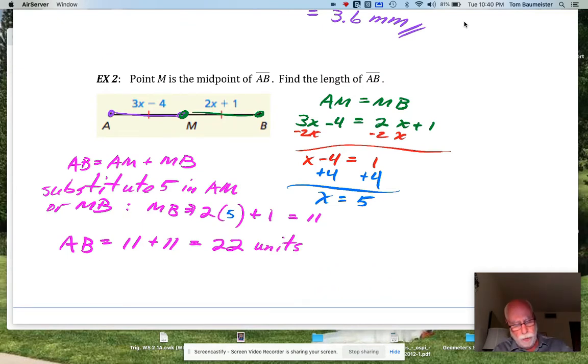So our answer would be 22 units. Now on your homework, since it's a drag and drop or you fill in the blank, a lot of times they will put in the units for you on this one here.